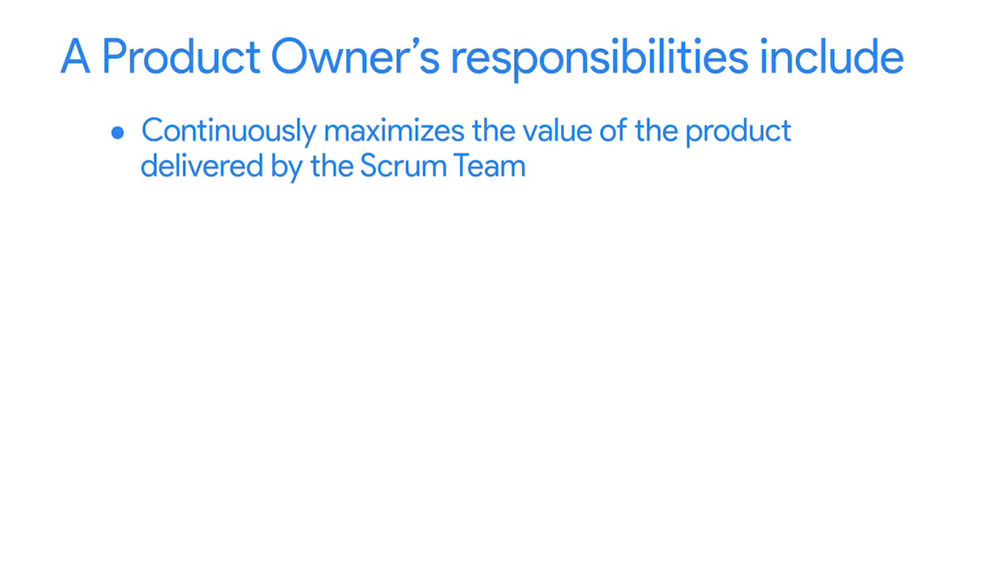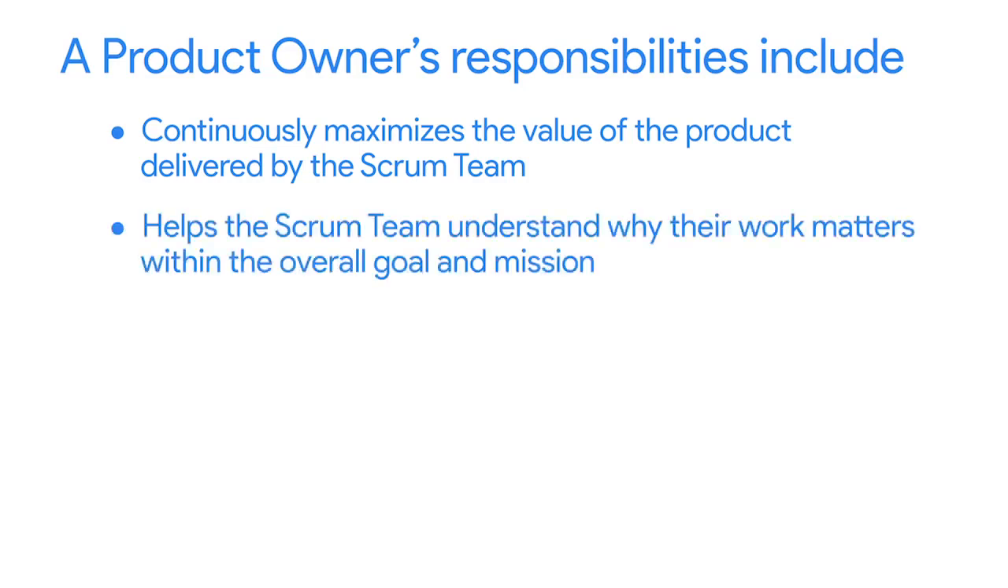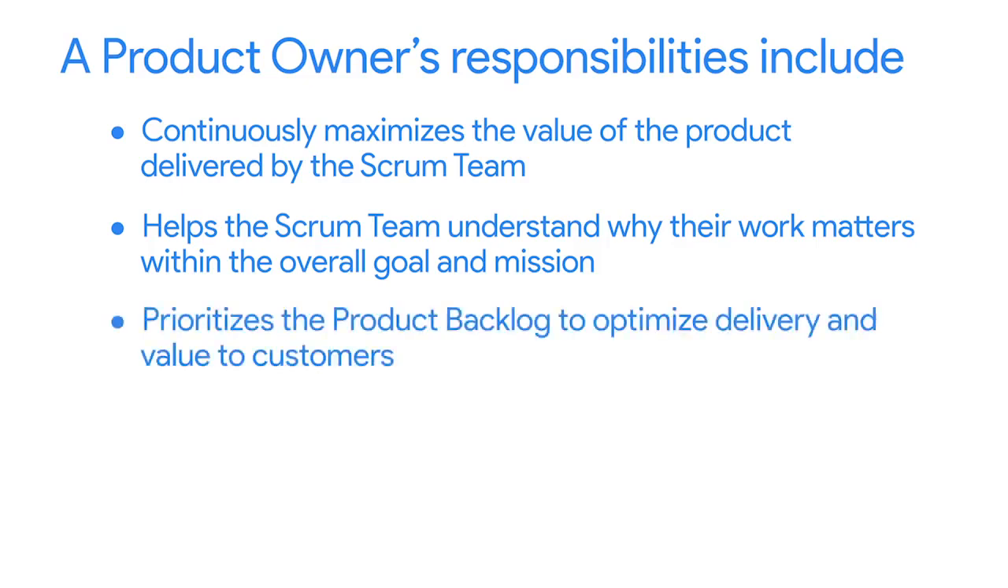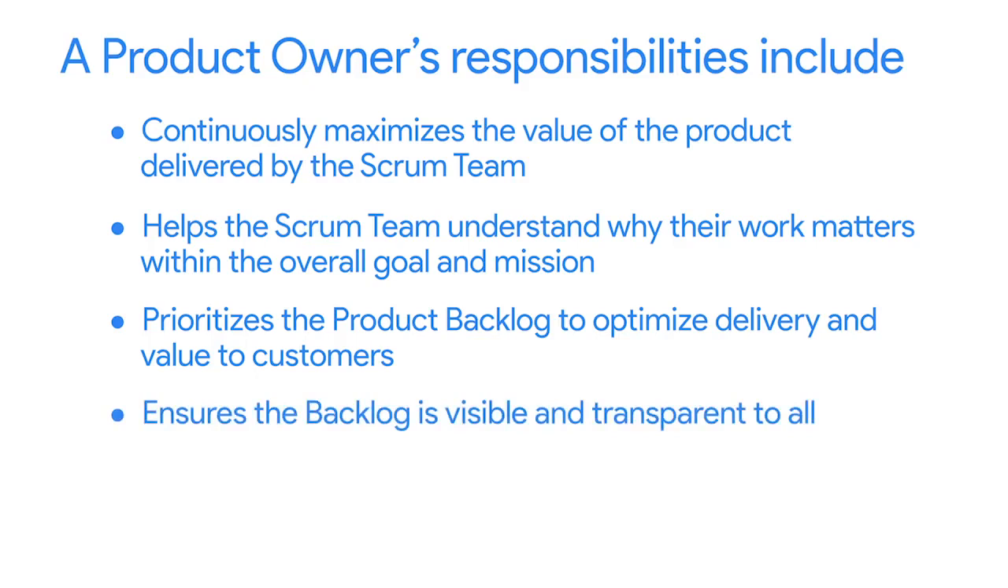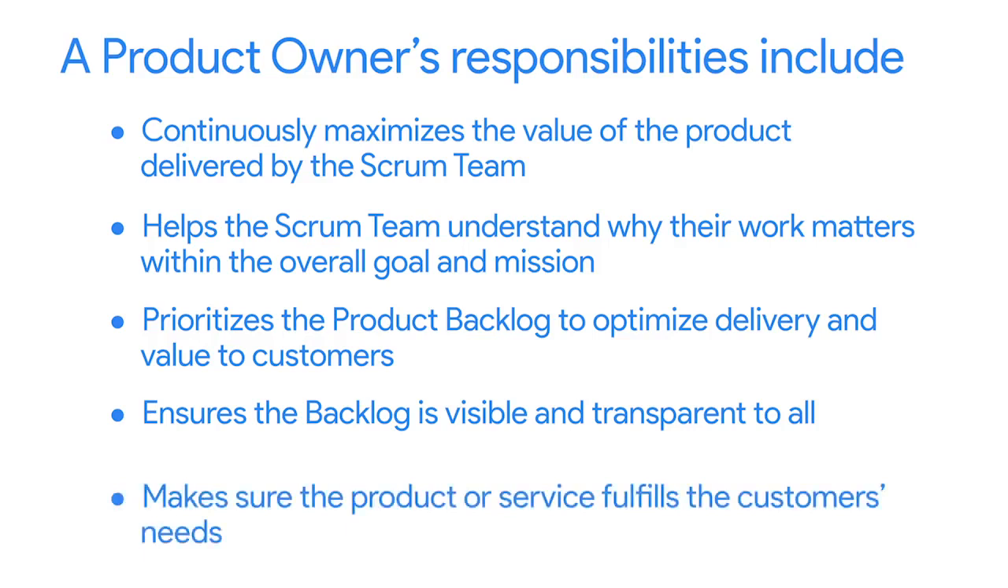The product owner's responsibilities also include helping the Scrum team understand why their work matters within the overall goal and mission. They also prioritize the product backlog to optimize the delivery of goals and deliver value to customers. The product owner ensures that the product backlog is visible and transparent to all. And finally, they're responsible for making sure that the product or service fulfills the customer's needs.